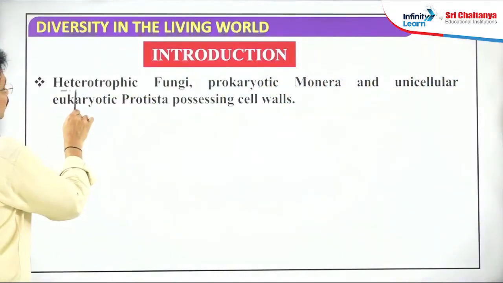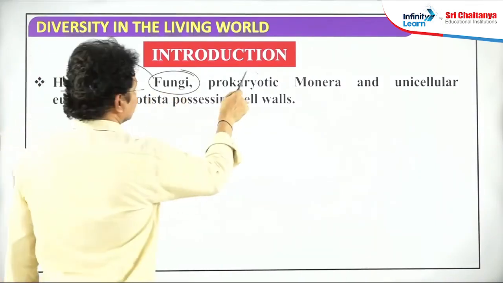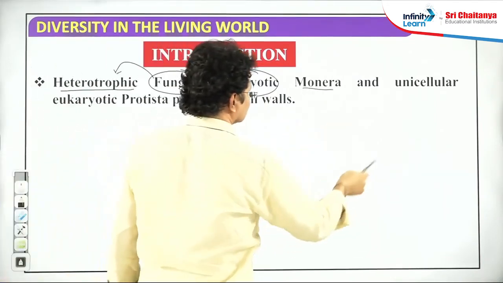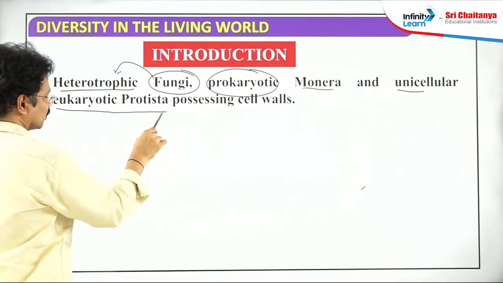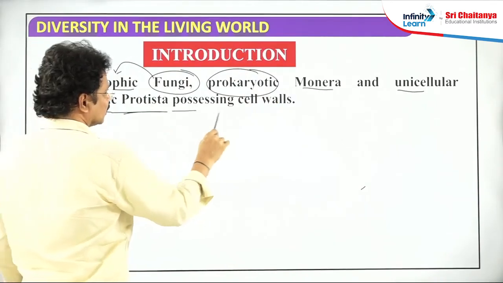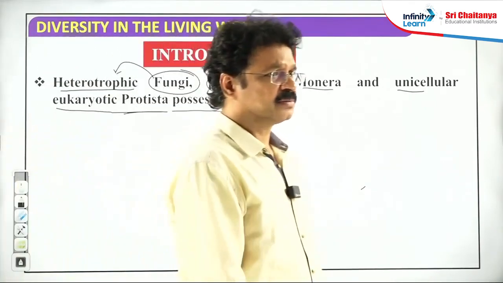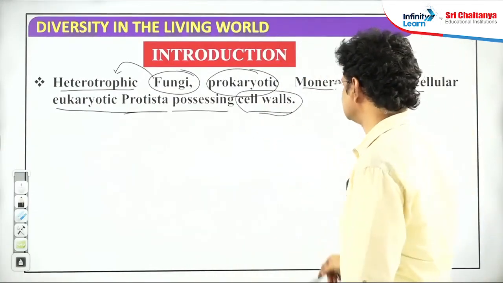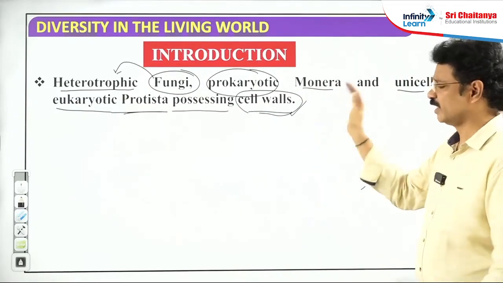Introduction part. Heterotrophic organisms like fungi. All fungi are heterotrophs. Majority of the prokaryotes, Monera, and unicellular eukaryotes, that is the Protista, possess cell walls. One question ready here, a commonly and frequently asked question. Cell wall is found in. Try to give an answer for this question. Cell walls are found in.